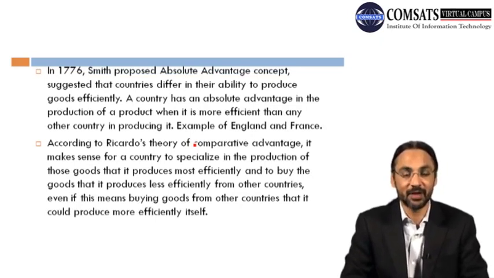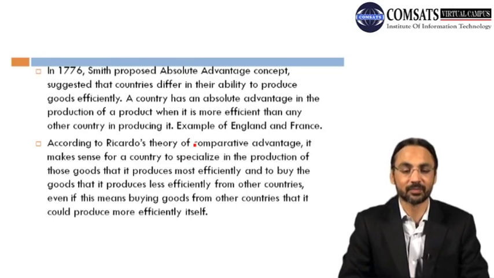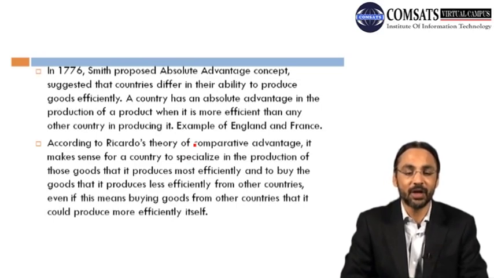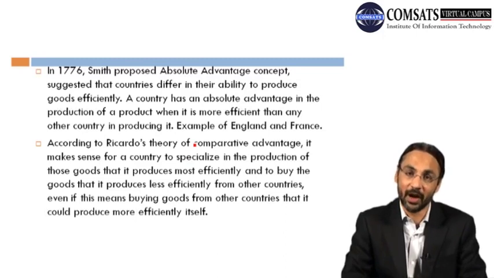Later on, in 1776, Smith proposed the absolute advantage concept, according to which countries differ in their ability to produce goods efficiently. A country has an absolute advantage in the production of a product when it is more efficient than any other country in producing it. This theory says that each country has some strongholds in producing certain products, and it is not very strong in producing other products. In such a situation, they have to focus on producing the products in which they are efficient, and export only those products to other countries.